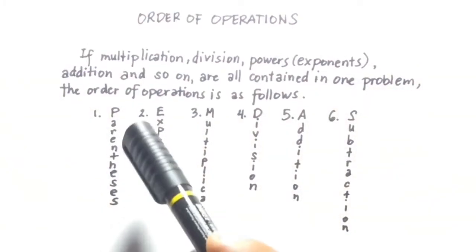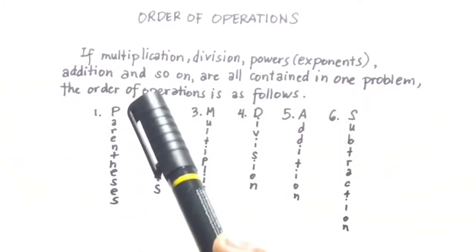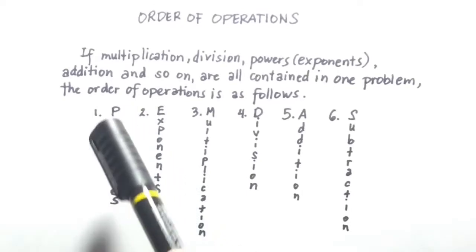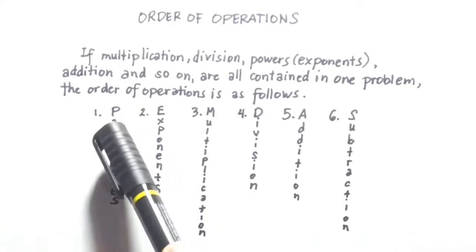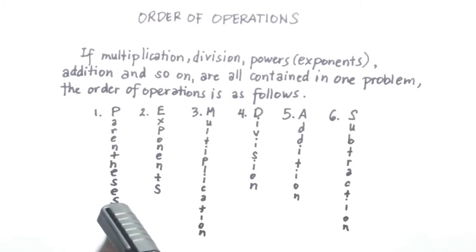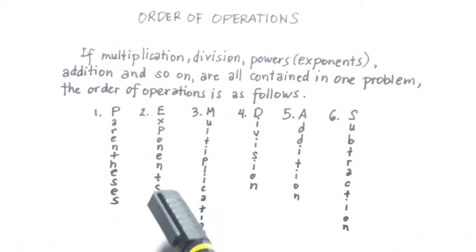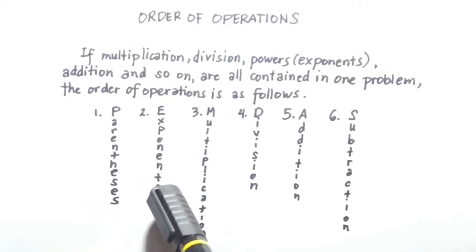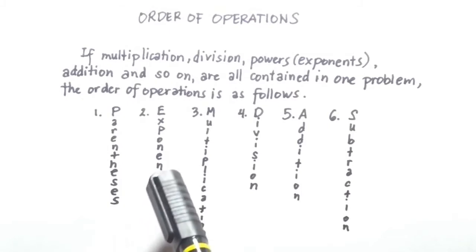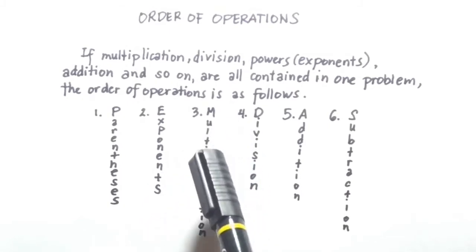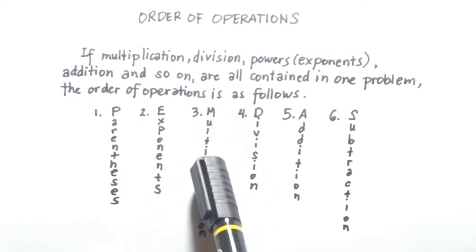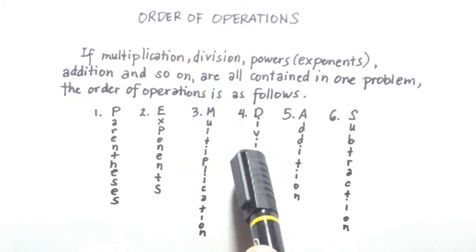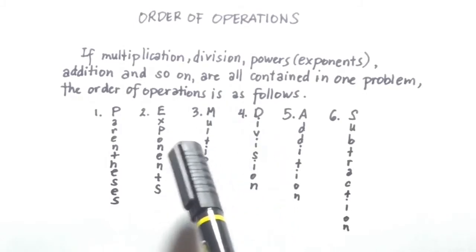First, you're going to operate the terms or numbers inside the parentheses. So this one is number one. Second, the next in line is exponents. So after the parentheses, you're going to operate the exponents. Then the third one is multiplication. Fourth one is division, whichever comes first from left to right.